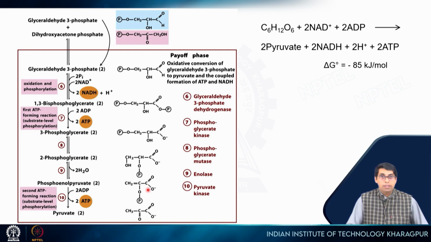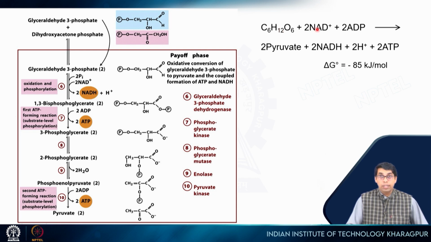Okay. So again we have this extra phosphate group. So that is taken up by another ADP molecule to produce ATP, and we end up with pyruvate. Okay. So this is pyruvic acid, and this reaction is catalyzed by the last enzyme, which is pyruvate kinase. So at the end of this reaction, this is what we get. So this is the net reaction.